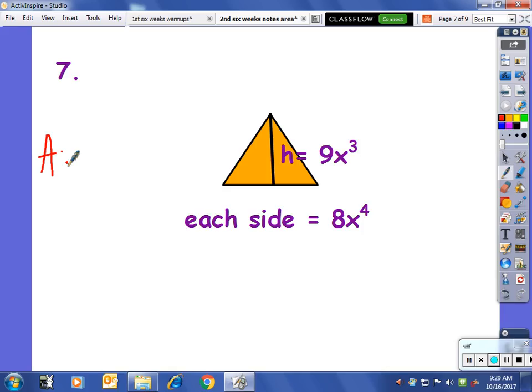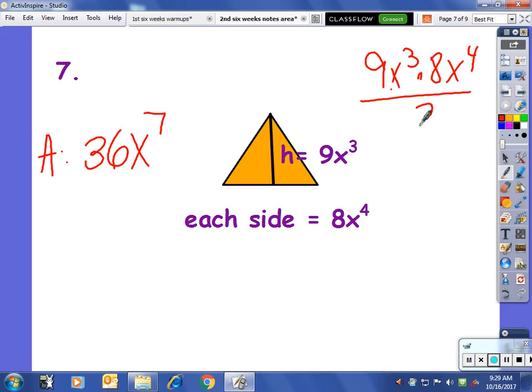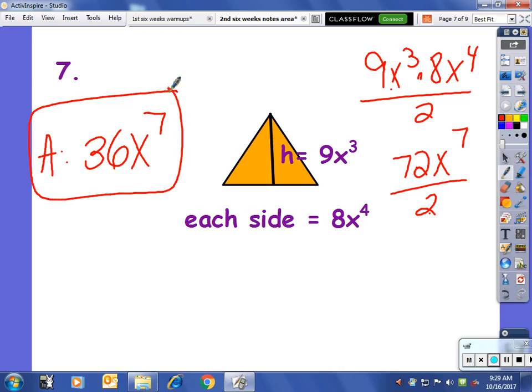Height is 8. Area is 36x to the 7th. Because you've got to do 9x to the 3rd times 8x to the 4th, and then don't forget to divide by 2. So that's 72x to the 7th, but then you've got to divide that 72 by 2. And that's how you get this.